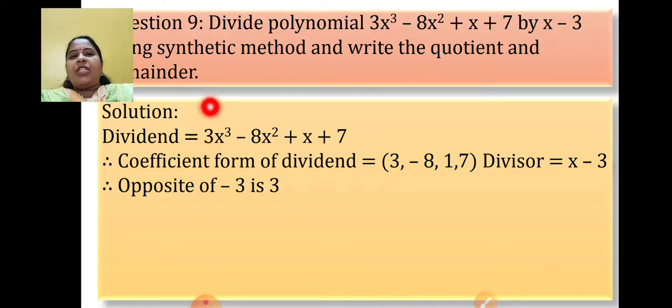So what are the coefficients? 3, minus 8, plus 1 and 7. What is the divisor? X minus 3. Okay. So for synthetic division, what were we supposed to do? If the divisor is x minus 3, we need to take the opposite of minus 3. What is it? Plus 3. So we are going to start the synthetic division with plus 3.